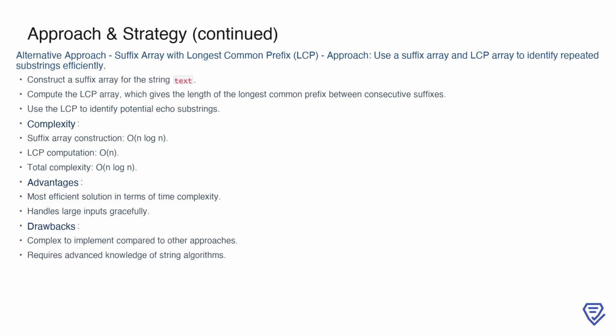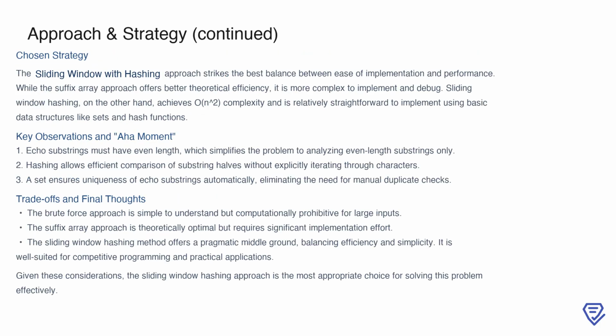The time complexity of this approach is O(n log n) for suffix array construction and O(n) for computing the LCP array, making it the most efficient option in terms of theoretical performance. However, the drawback lies in its complexity of implementation. Constructing suffix and LCP arrays requires an in-depth understanding of advanced string algorithms, which can be challenging to implement correctly and debug. After evaluating these approaches, the sliding window with hashing method emerges as the most practical strategy.